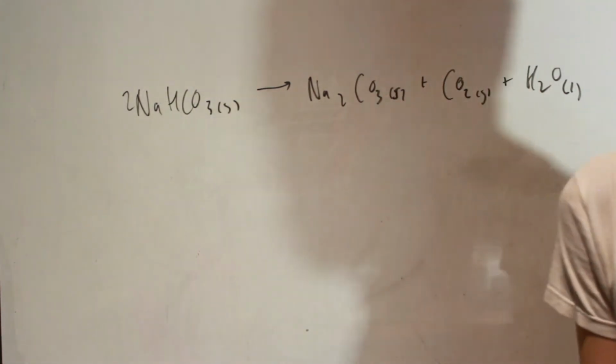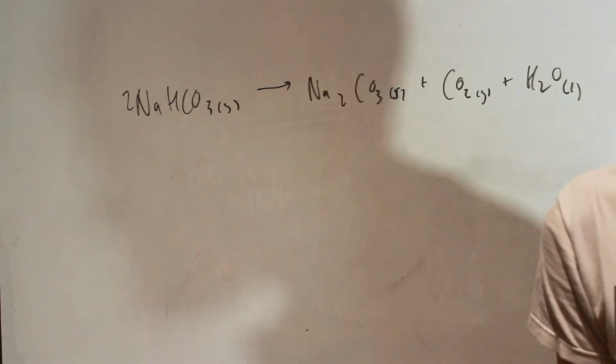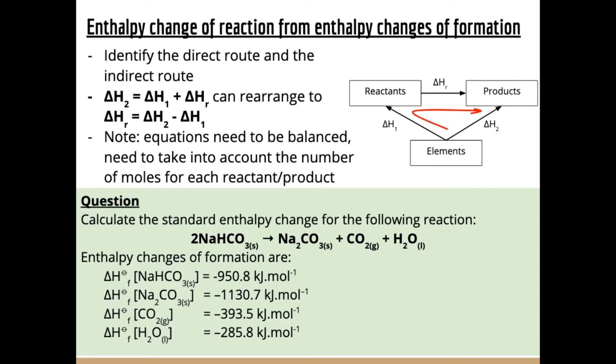Okay, now what? Well, let's have a look at this one here. So we've got our reactants going to our products, and we know the delta H. We don't know the delta H star, that's what we've got to work out. But we've got all the delta H formations for forming these reactants and forming these products from the elements.